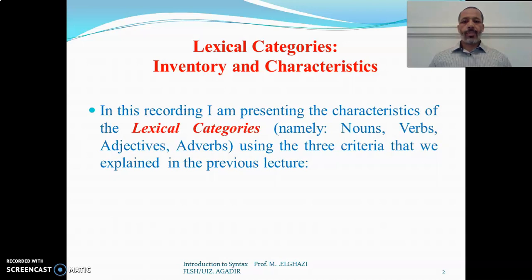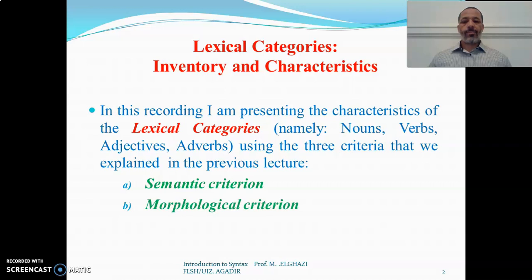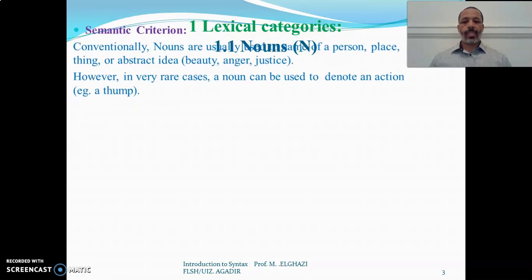In today's recording, I'm presenting the characteristics of the lexical categories, namely nouns, verbs, adjectives, adverbs, using the three criteria that we explained in the previous lecture. What I mean, we're going to see the lexical categories at the level of their semantic criterion, their morphological properties, and their syntactic and distributional characteristics. So we start with the first kind of lexical categories, which is the noun.